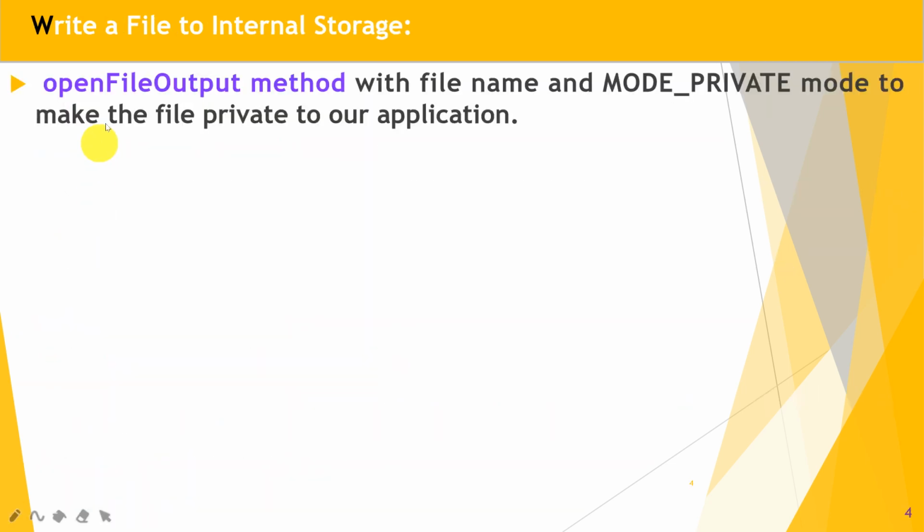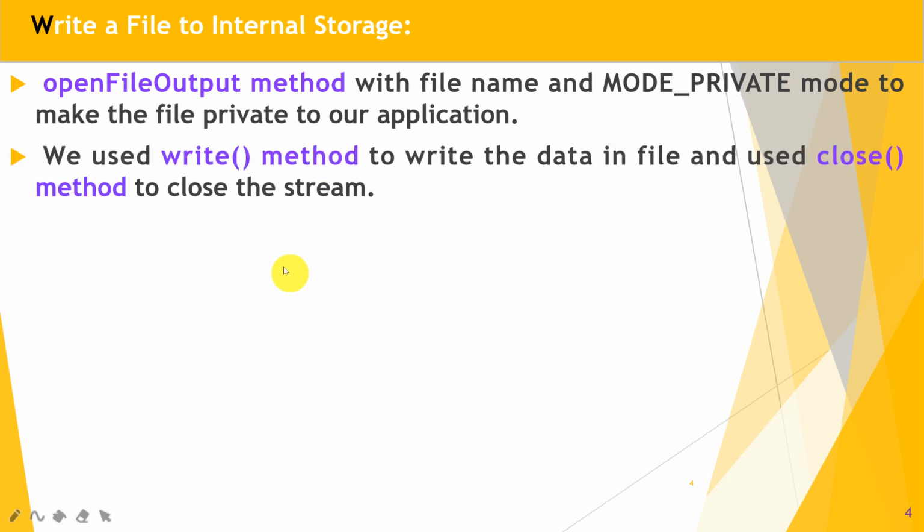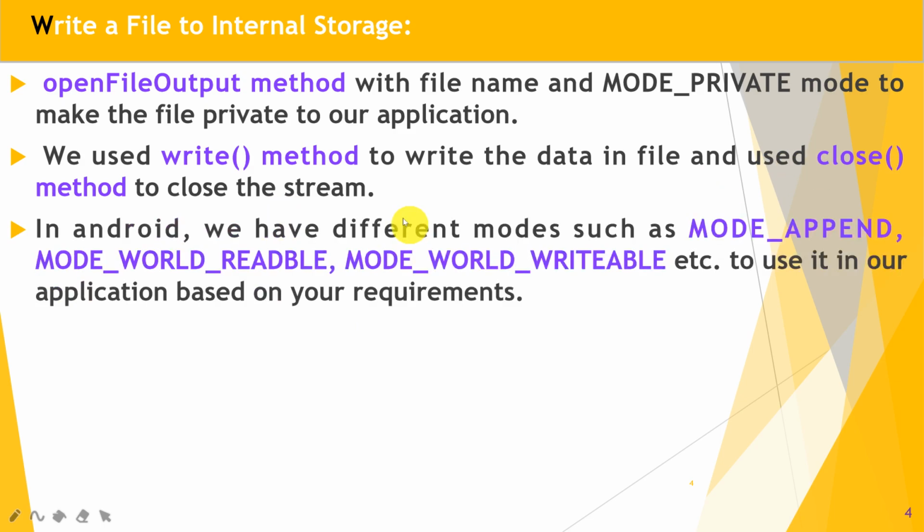Open file output method with the file name and mode private argument. That mode private argument makes the file private to our application. Write method to write the data in the file, and use close method to close the stream. Great. In Android we have different modes such as mode append, mode world readable, mode world writable, etc., to use in our applications based on our requirement.